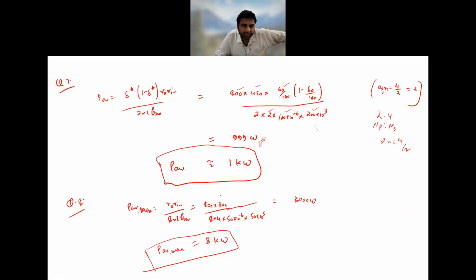Then in question number 8, again you use the same formula, a maximum average power, which gives V0 Vin by 8 n L f_sw. Input and output voltages are given. Your number of turns is given 1 raised to 4, so n equal to 4. Then with these two values given, we get the value 8000 watt, which is nothing but 8 kilowatt.